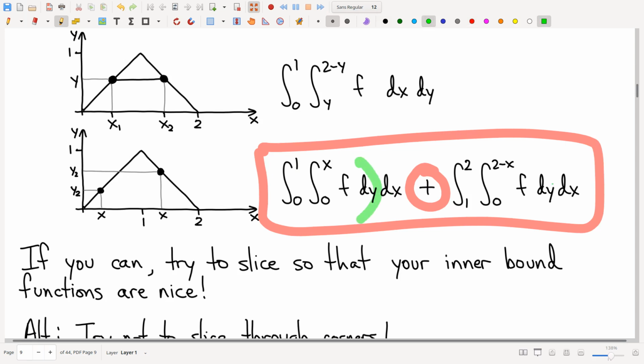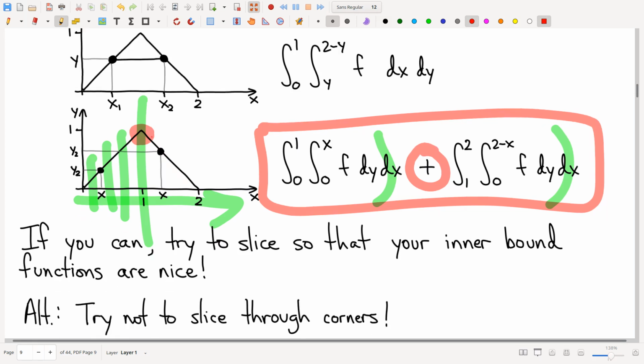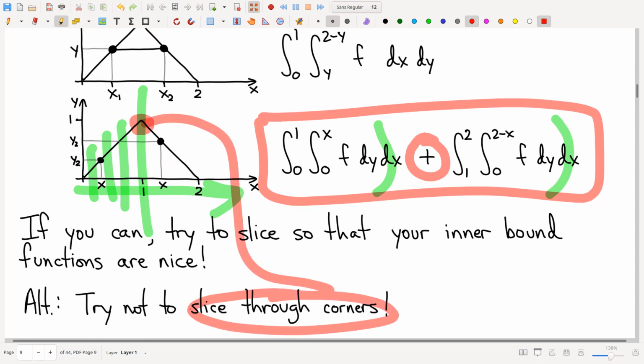as I was doing my x slicing, perpendicular to the x-axis, slicing like this, I sliced through a corner. So try not to slice through corners. It's exactly because I sliced through that corner, where one curve meets a different curve and turns into it, that this bad thing happens.